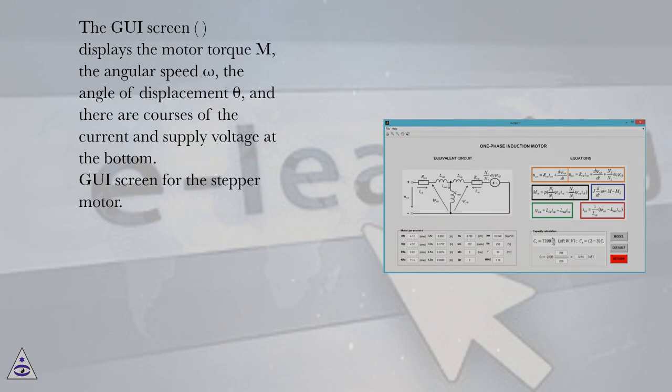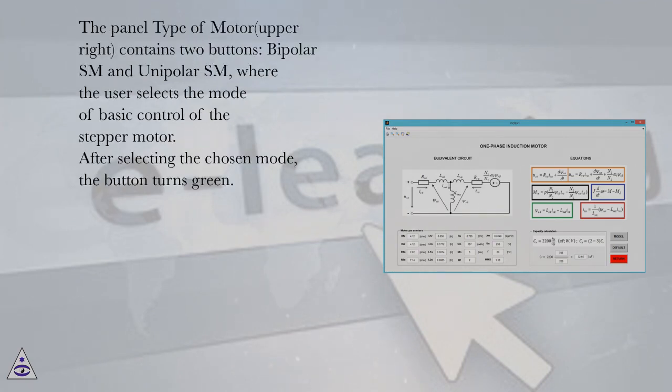The GUI screen displays the motor torque m, the angular speed omega, the angle of displacement theta, and there are courses of the current and supply voltage at the bottom. GUI screen for the stepper motor. The panel type of motor upper right contains 2 buttons, bipolar SM and unipolar SM, where the user selects the mode of basic control of the stepper motor. After selecting the chosen mode, the button turns green.